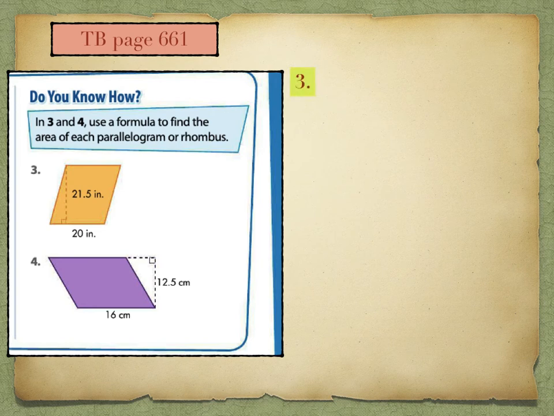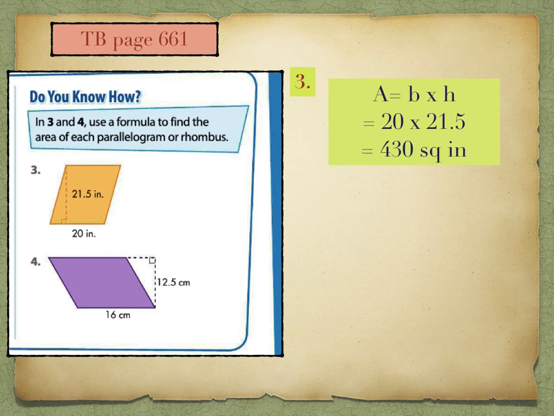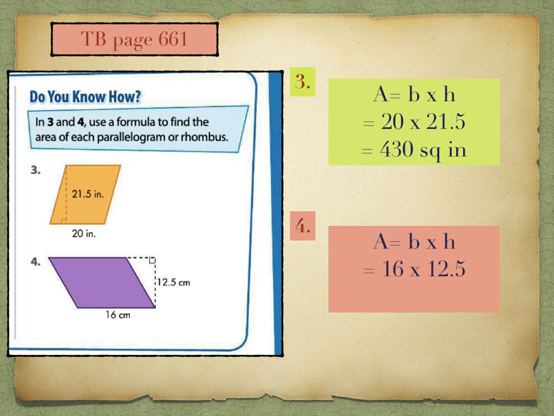So in number 3, that is a rhombus. So the area of a rhombus is equal to base times height. So the base is 20 times the height of 21.5. So the area is equal to 430 square inches. So number 4, that is a parallelogram with a base of 16 and a height of 12.5. So that is equal to 200 square centimeters.